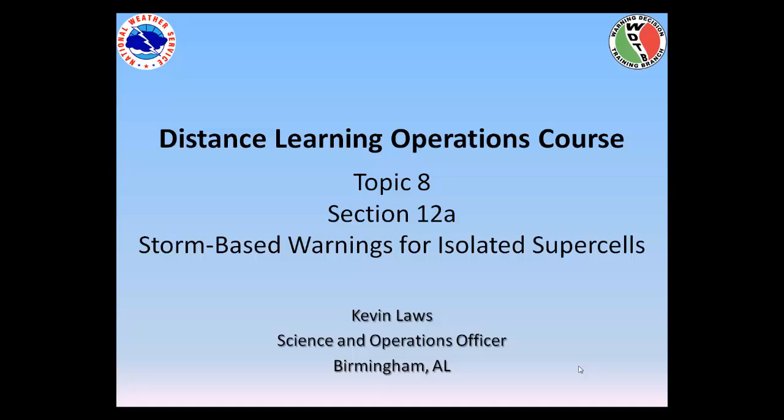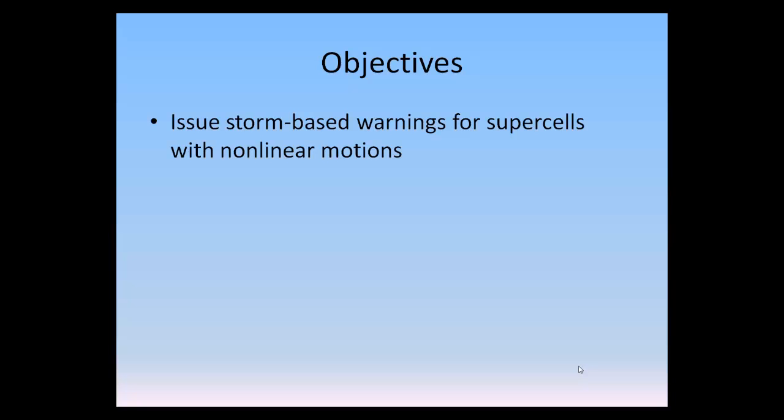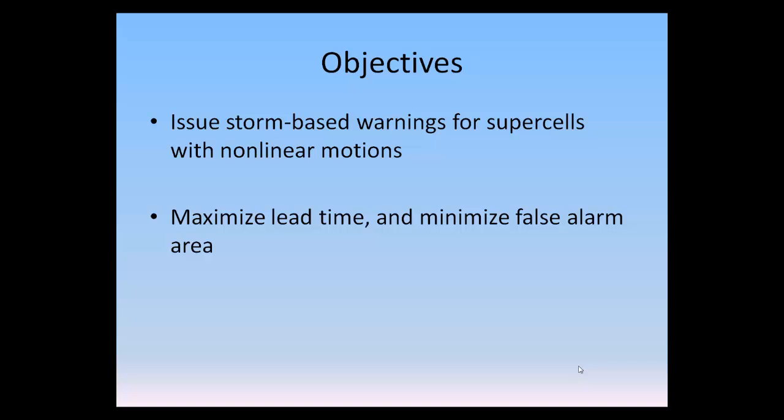Section 12A will cover storm-based warnings for isolated supercells. The objectives for this lesson are to issue storm-based warnings for supercells with nonlinear motions. As most of you realize, supercells are typically left or right moving, and we want to issue proper warnings to cover those deviant motions. We also want to maximize lead time and minimize false alarm area. At the end, I'll give you some general tips about issuing warnings.